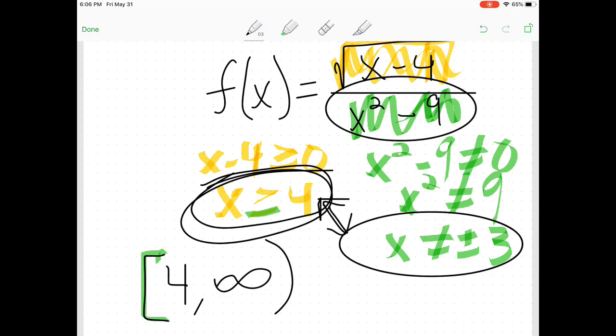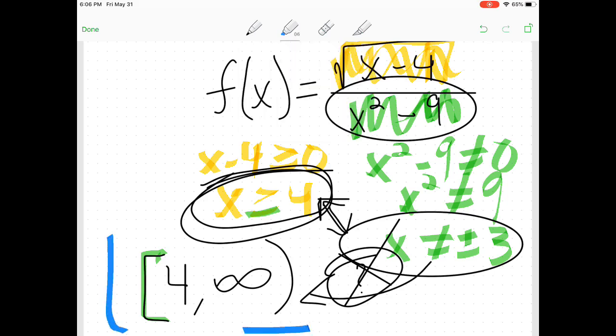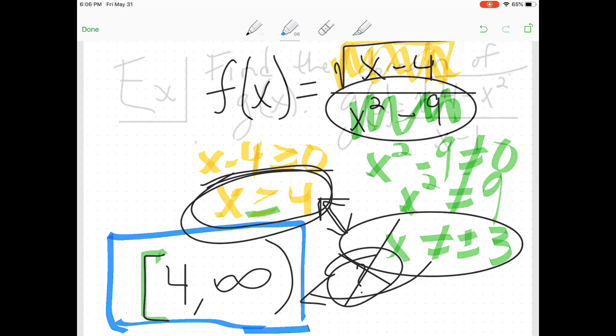Well, I also know x cannot be equal to positive or negative 3. Do positive and negative 3 fall on this interval? No, they don't. Okay, so this is it. This is our answer. Our answer is 4 inclusive to infinity. We know that all of our x values have to be from 4 up to infinity, and we are including that 4 again.